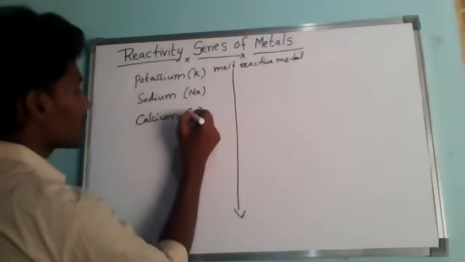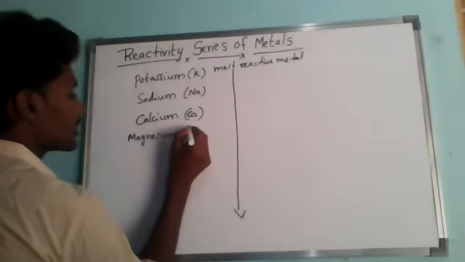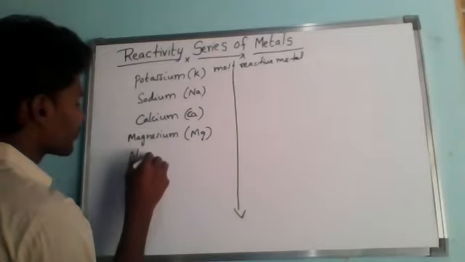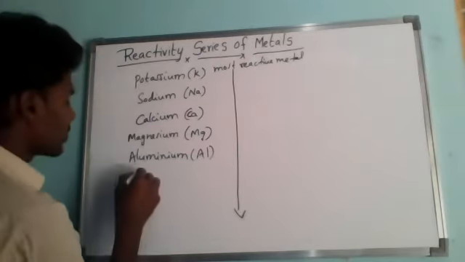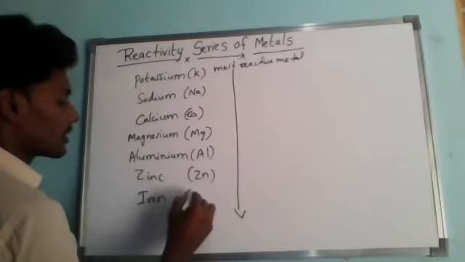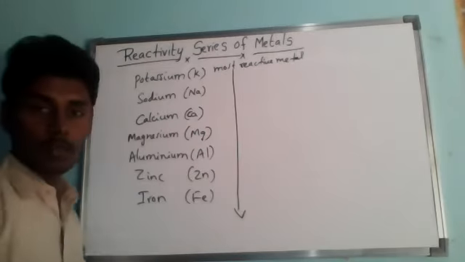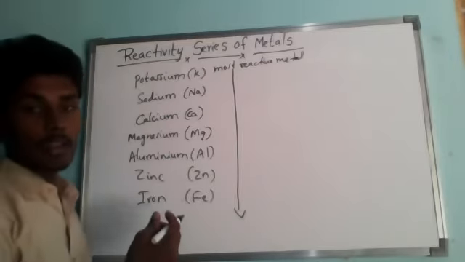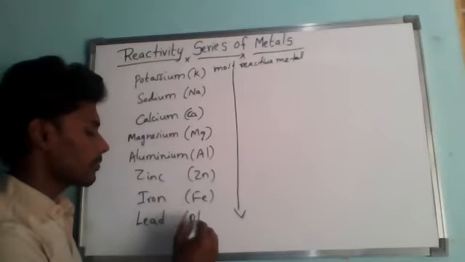Next one is magnesium. The magnesium symbol is Mg. Next is aluminium, the symbol is Al. Then zinc, the symbol is Zn. Then iron. The iron symbol is Fe. You have to remember it. A few symbols are taken from Latin words and a few are taken from English words. Next one is lead. The lead symbol is Pb.